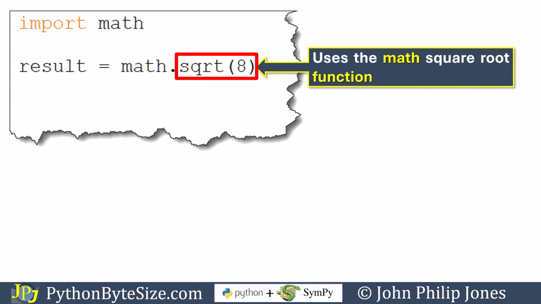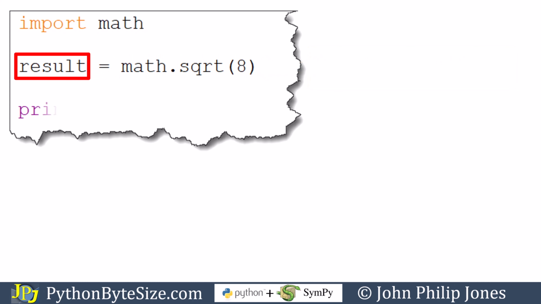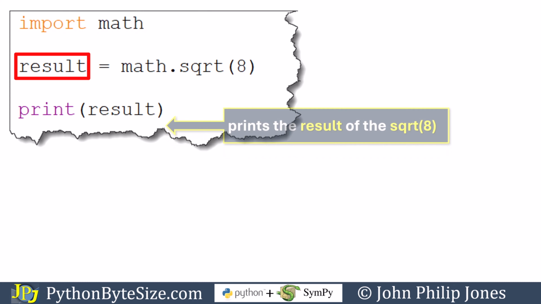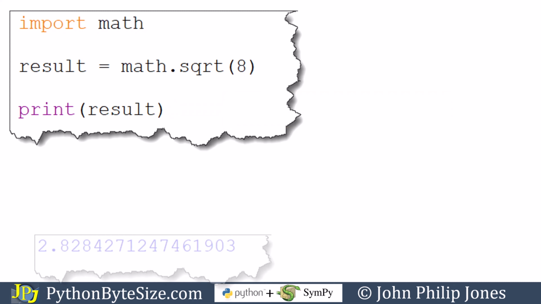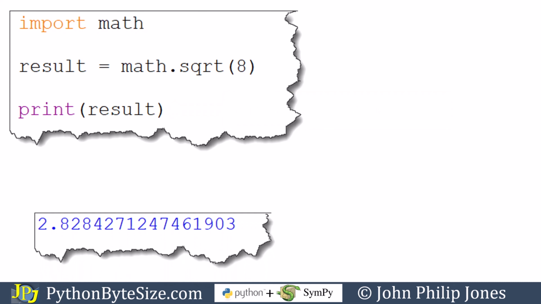And I'm going to be finding the square root of 8. And the result is going to be assigned to the variable I've called result. On the next line, I'm simply going to print out the result. The runtime for this program is coming into view now. And you can see it is giving us 2.82842, and I can carry on reading all of these decimal places if I so wished.